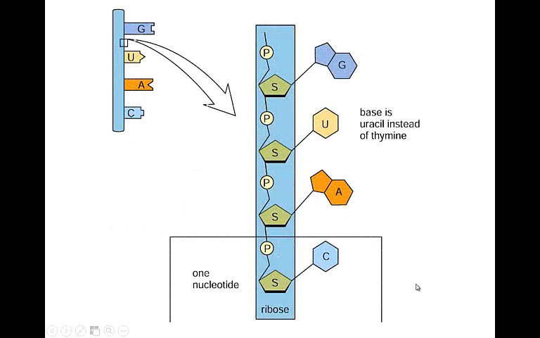So if we were to look at the structure of this, again, it's primarily going to be single-stranded. You're still going to have a phosphate sugar backbone. And you can see here the nitrogenous bases, the difference is you're going to have a uracil instead of the thymine.